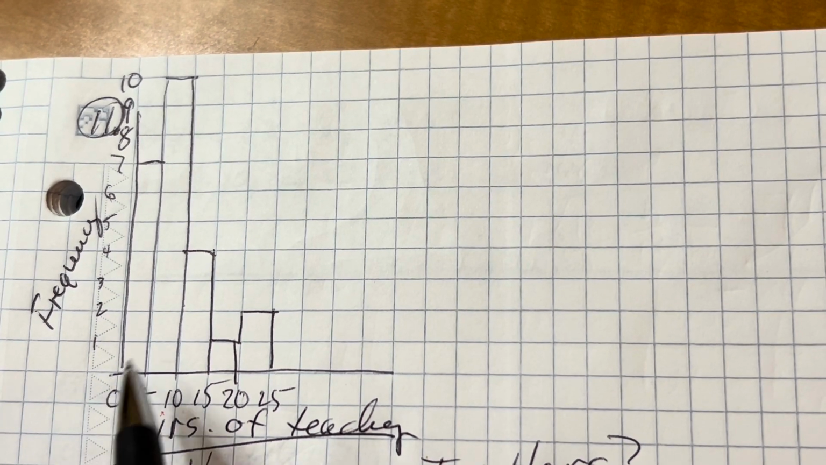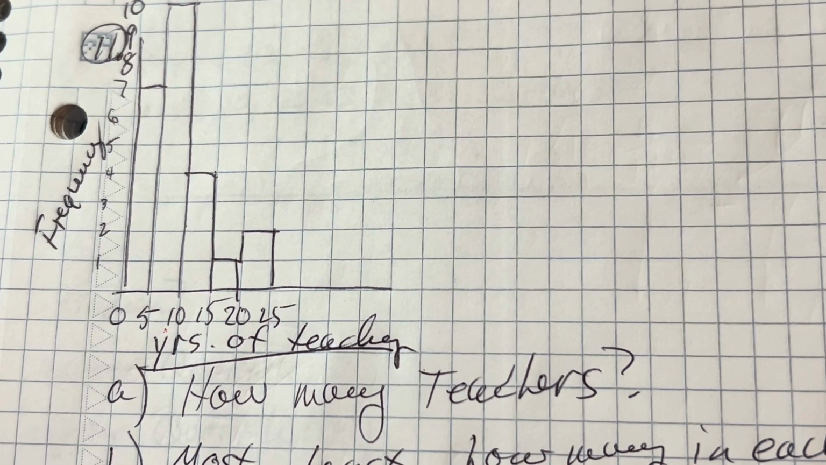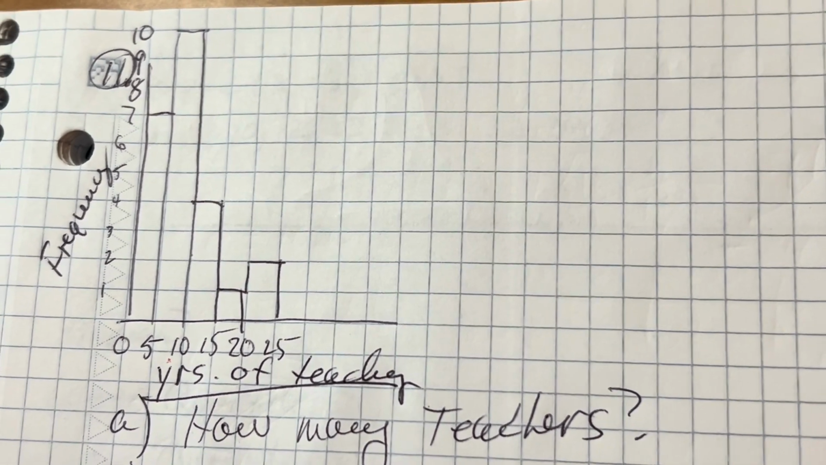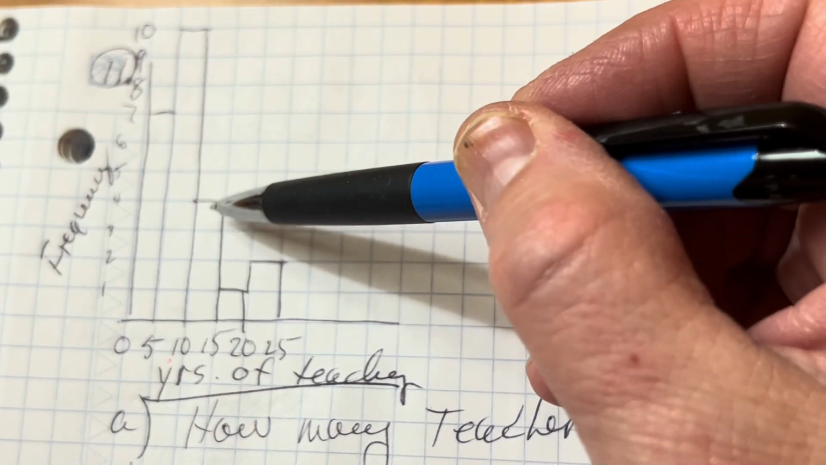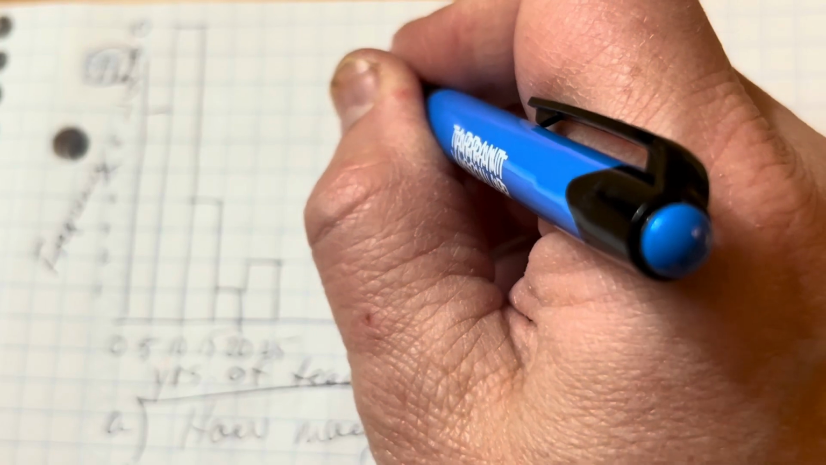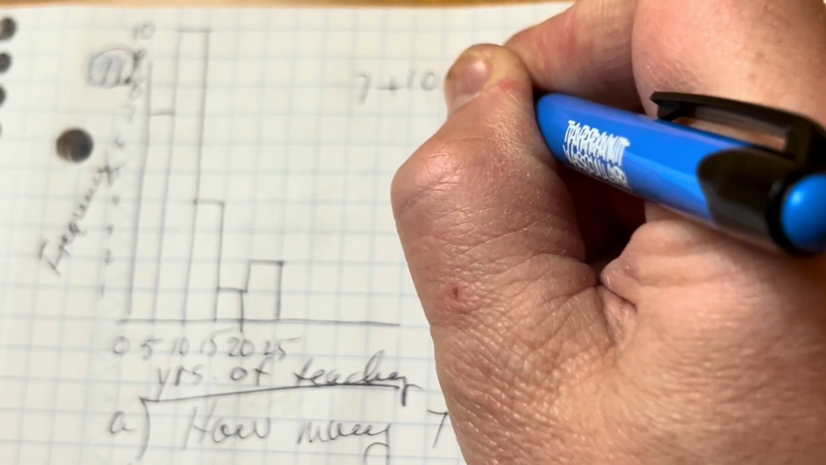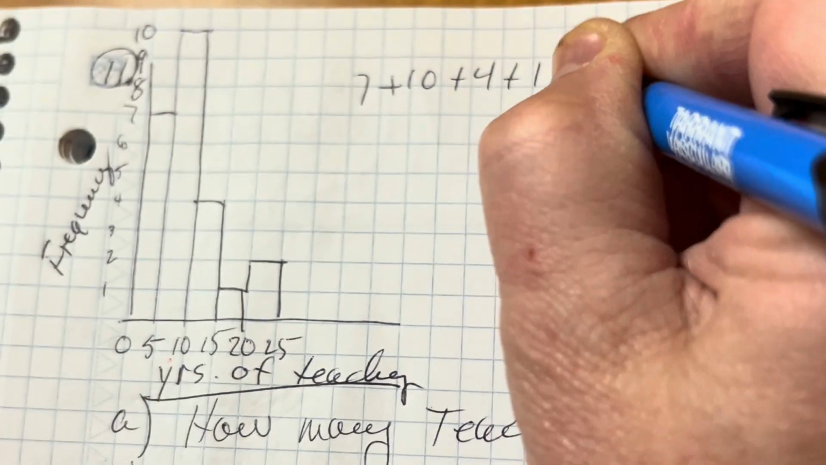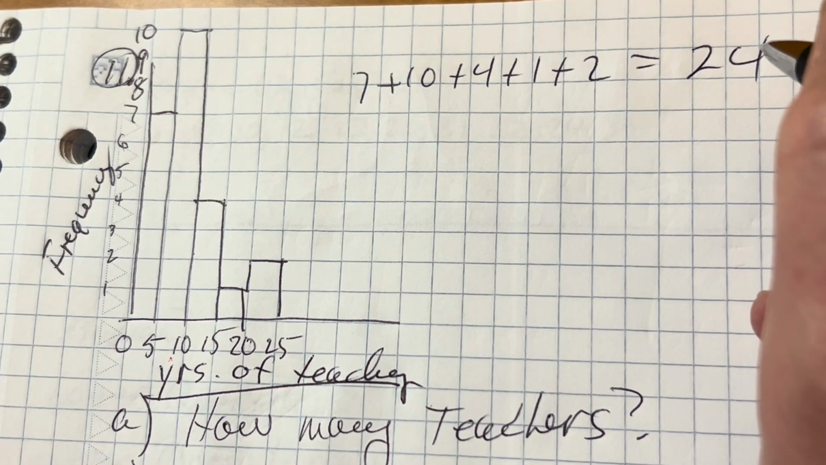Okay, so the first question is, how many teachers are there? How many teachers do you have? Well, we see we have 7 plus 10 plus 4 plus 1 plus 2. And if I'm not mistaken, 7 plus 10 plus 4 plus 1 plus 2 equals 24 teachers.